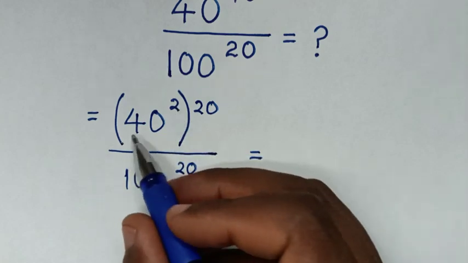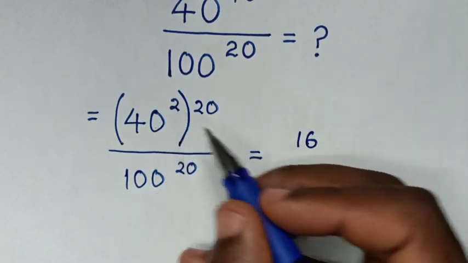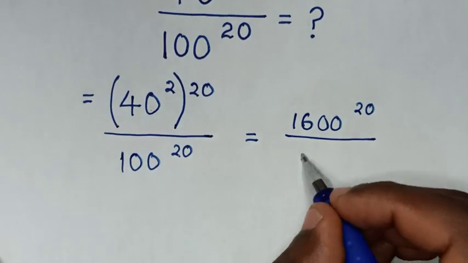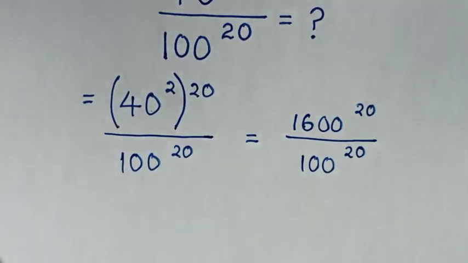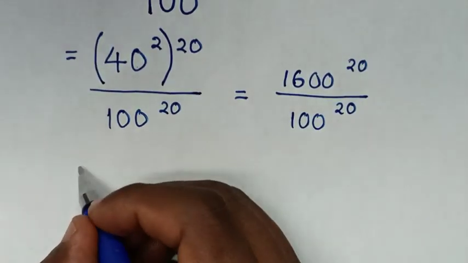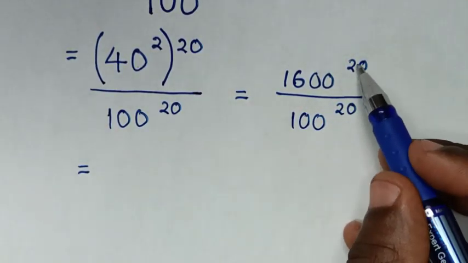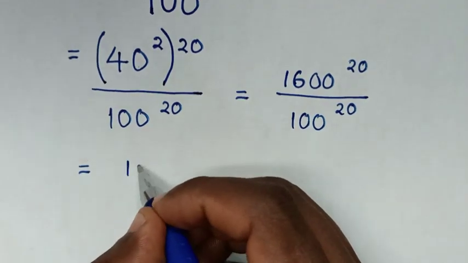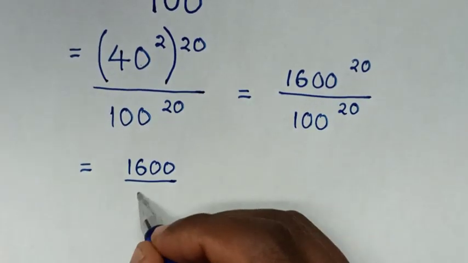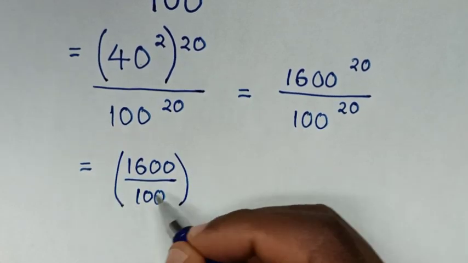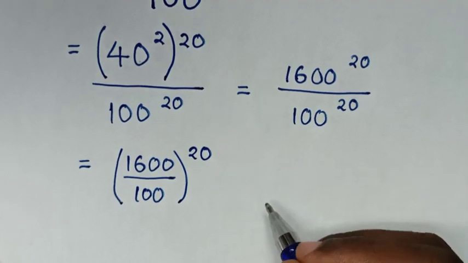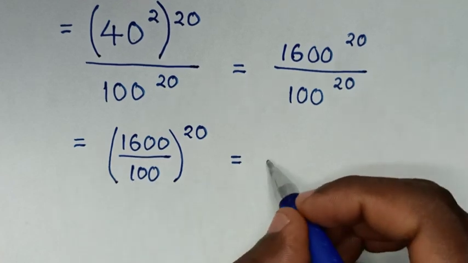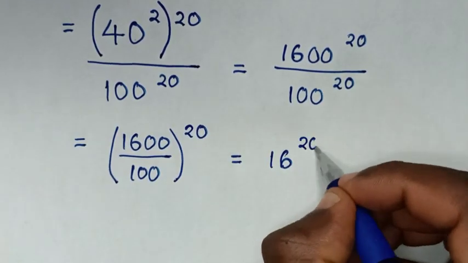Then it will be equal to 40 squared. 4 squared is 16, 0 squared is double 0, then power of 20 over 100 power of 20. In the next step, as we have the same power of 20, it will be this base divided by this base. So it will be 1600 over 100, then bracket, power of 20. Then it will be equal to 1600 divided by 100 is 16, power of 20.